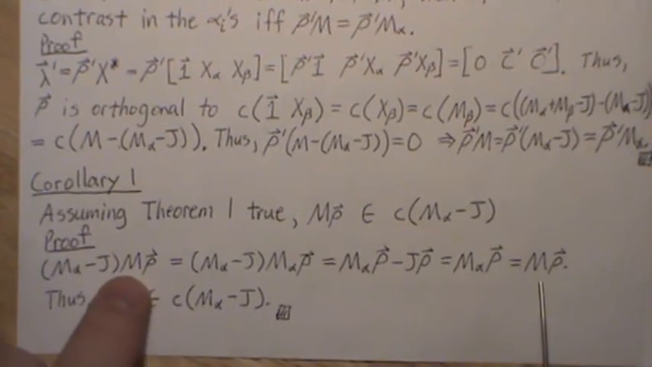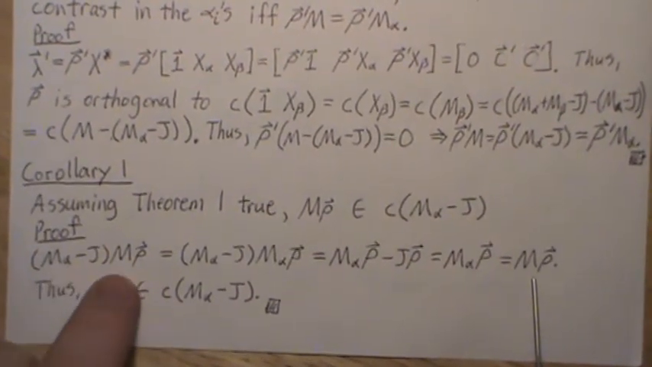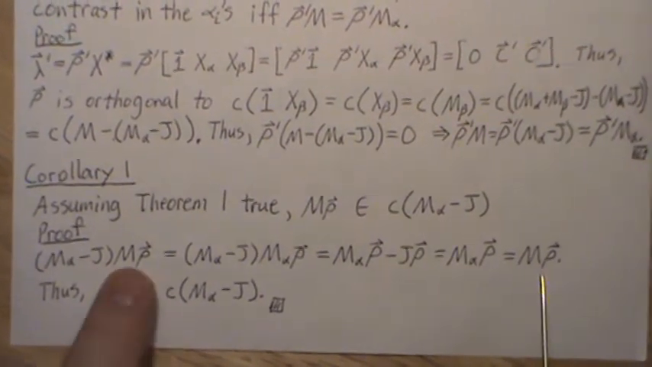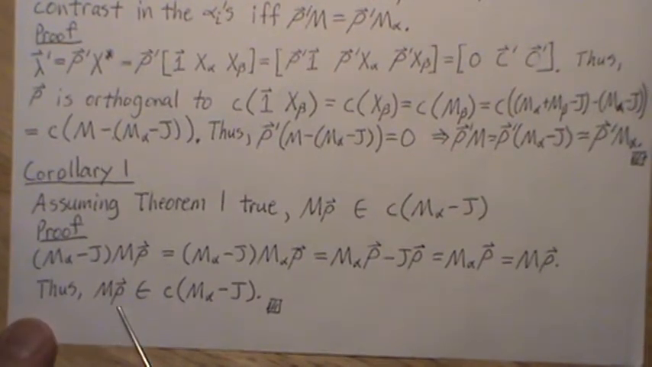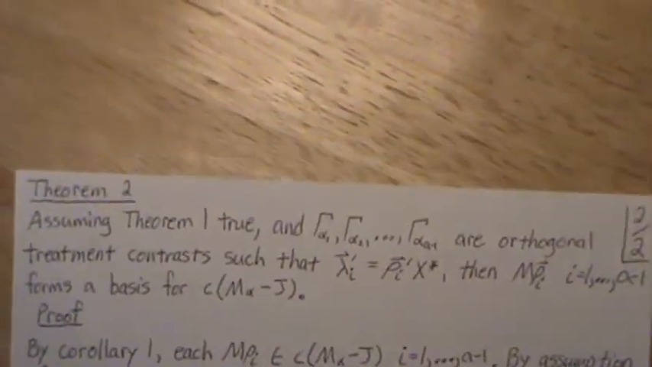But so that means M rho is in this column space, right? It shoves it into the column space, but it equals itself. So this has to live in that column space. Thus, it is in the column space, okay? And that's becoming significant in a second here.